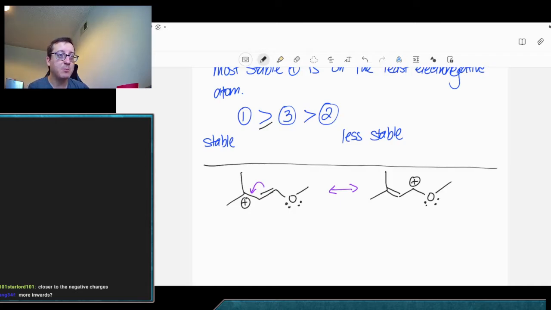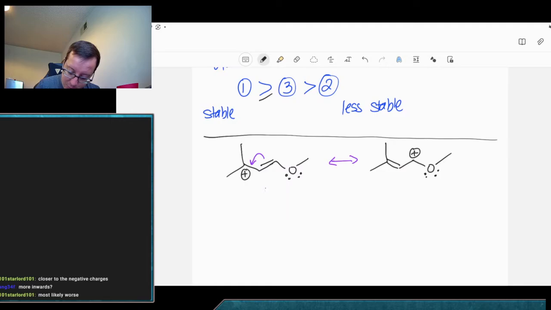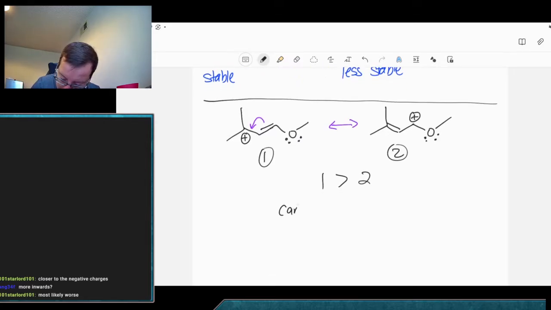Is this one going to be better or worse than it was before? This is worse, right? Because we've moved our carbocation from a tertiary position to now a secondary position. So we already know between molecules 1 and 2, 1 is more stable than 2 because we have a carbocation on a tertiary versus a secondary carbon.